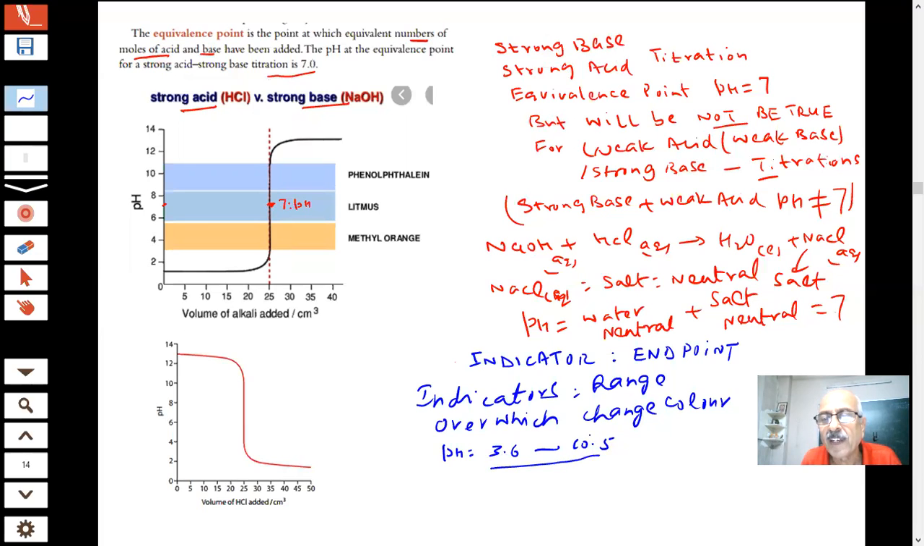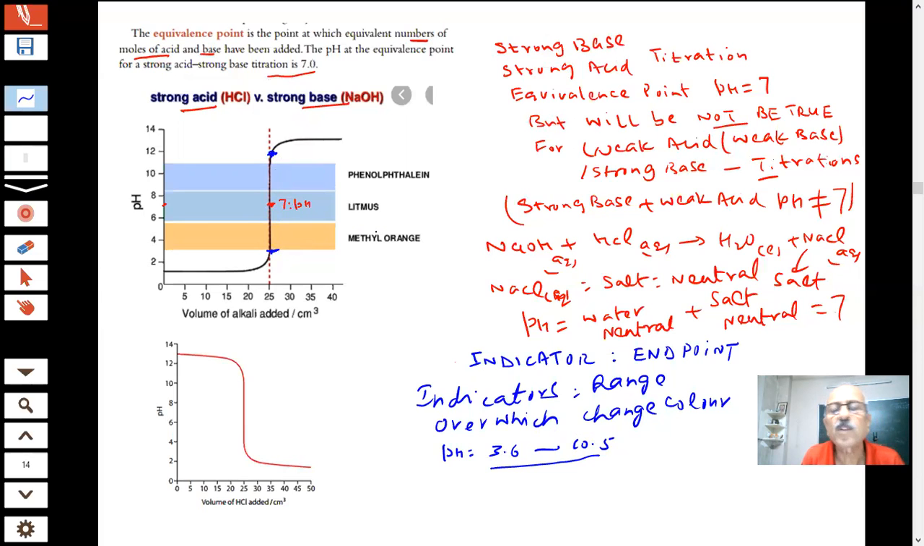So I should have an indicator which changes its color in this range. In this range, you can see that this is 3 point something and this value is 10 point something. Okay? The indicator should change color in this range. Got it?